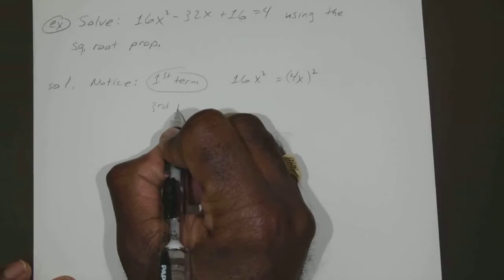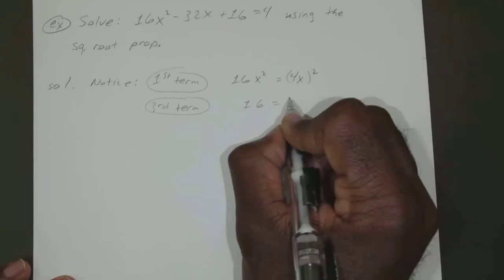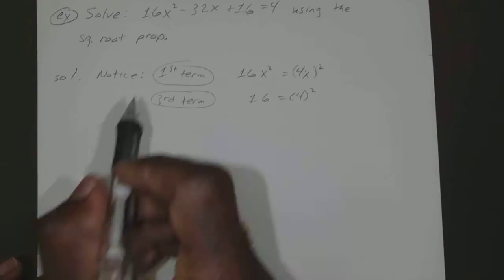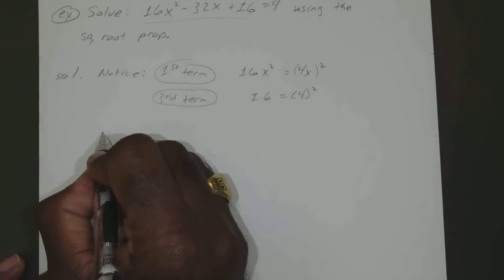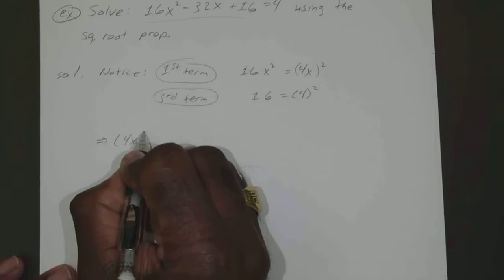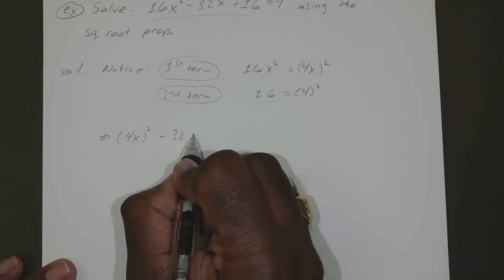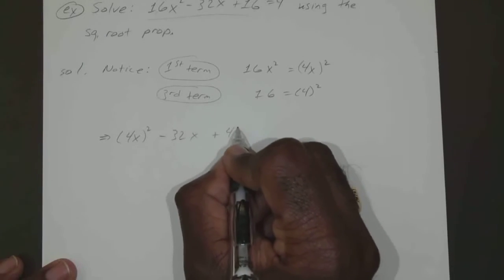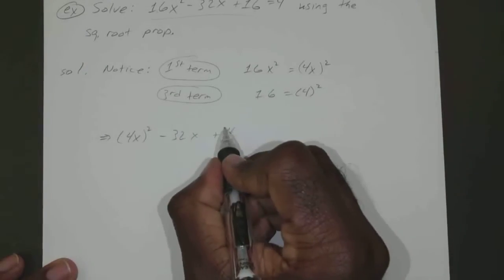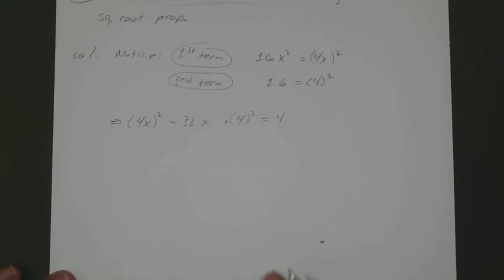And your third term, see the 16 is just 4 squared. Okay. So that means our 16x squared, we can just rewrite that as 4x squared minus 32x plus 4 squared. Let me clean that up a little bit. Is equal to 4.